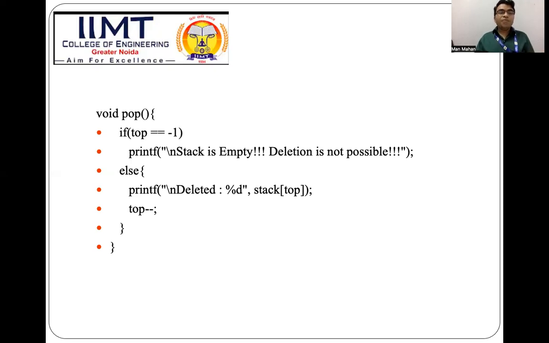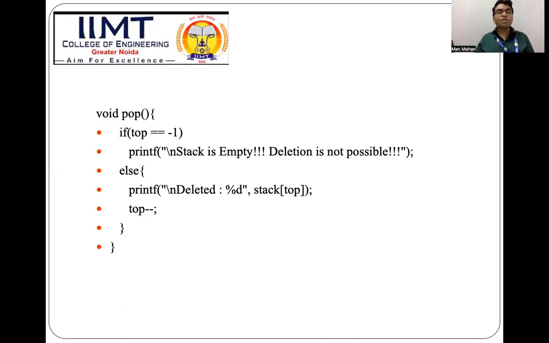Else, if deletion is possible, then the value in the stack is stored in a variable, meaning value equal to stack of top. This operation copies the data value into the variable known as value. After deleting the value, we decrement the top value, meaning top equal to top -1. This operation decrements top for further insertion or deletion operations.